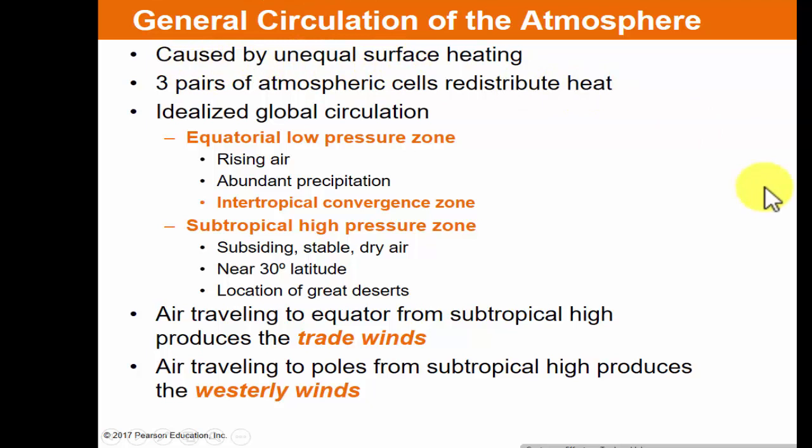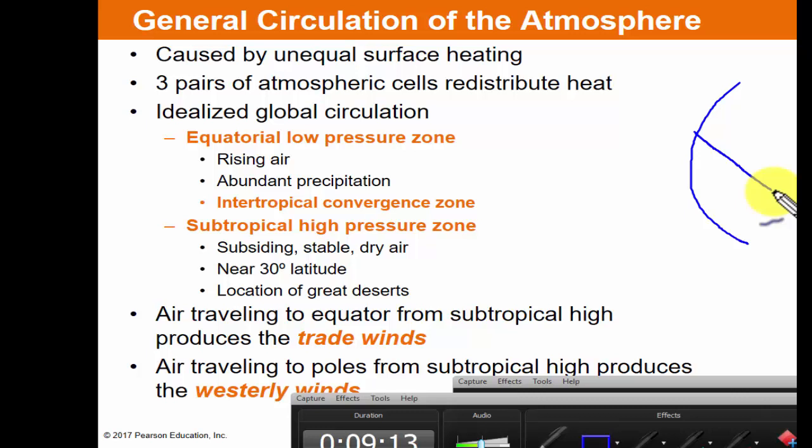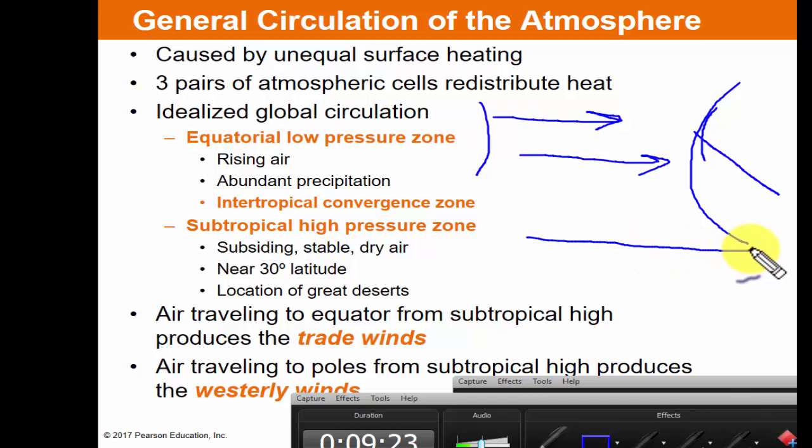What does unequal surface heating mean? Well, it means that at the equator, you're going to be hot. If this is the Earth, and there's the equator, remember the Earth is tilted on its axis, and the sun's out here. The direct rays of the sun come in more directly near the equator, so the equator's hot, and they come in at a much lower angle down near the poles, and so the poles are cold. Cold here and hot here.